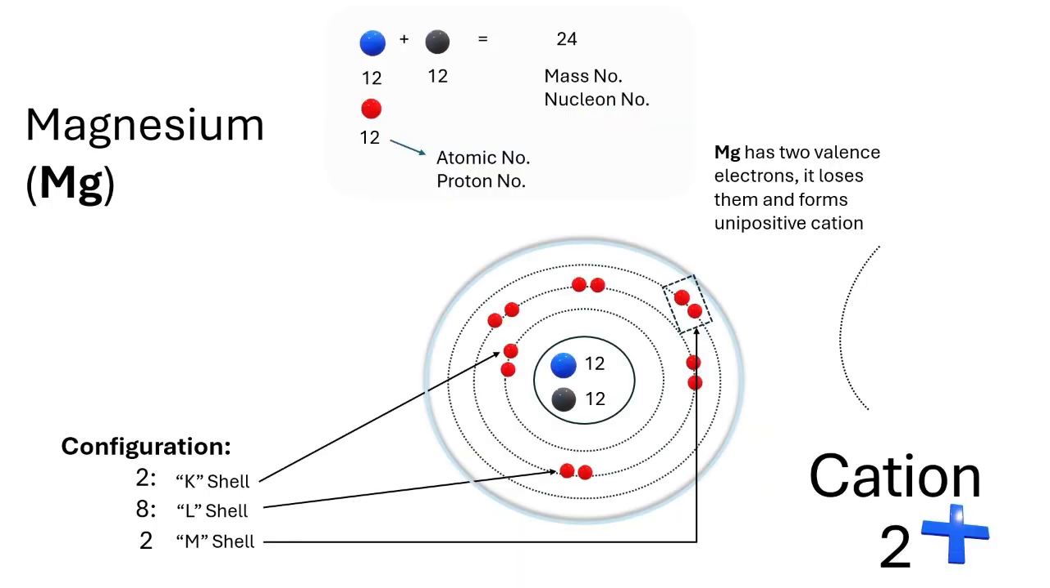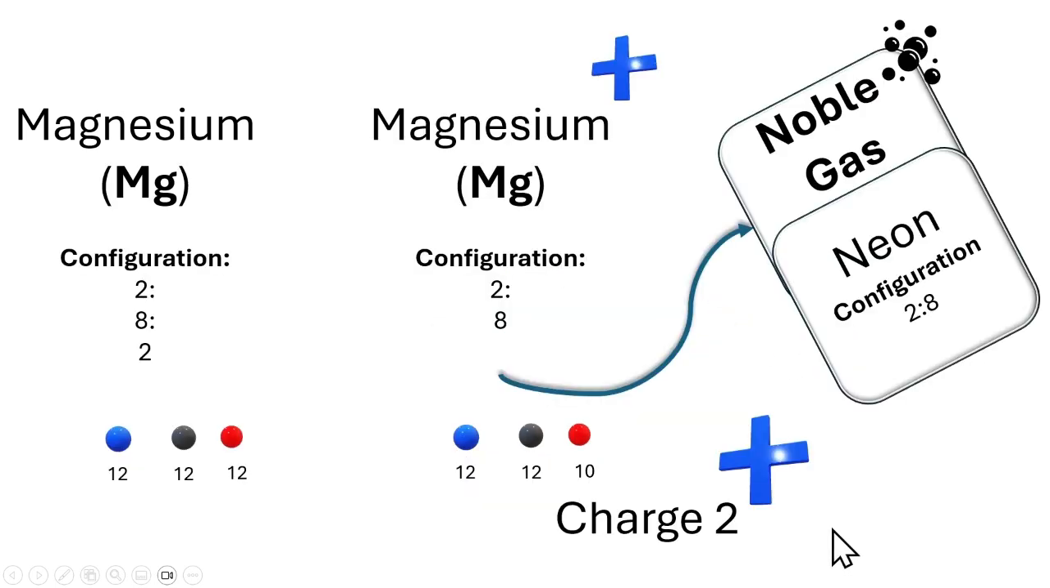Formation of magnesium 2 positive ions. Magnesium's atomic number is 12 and mass number is 24. So magnesium has 2 valence electrons. Its configuration is 2, 8, 2. When it loses 2 electrons, its configuration again becomes 2 and 8, which also resembles neon. So magnesium 2 positive still has 12 protons but 10 electrons. So the number of protons, the positive charges, is 2 more than the electrons.